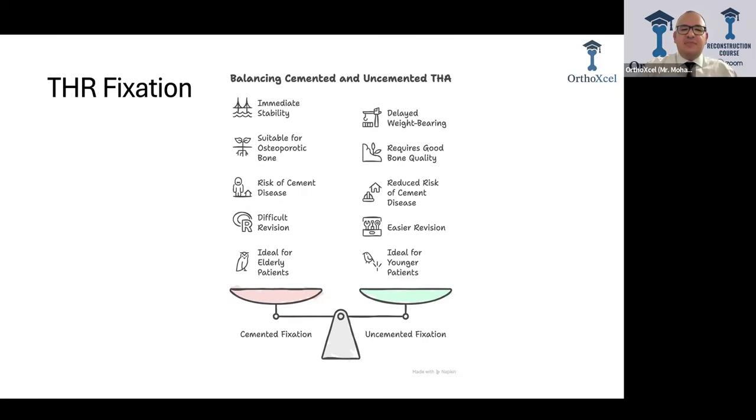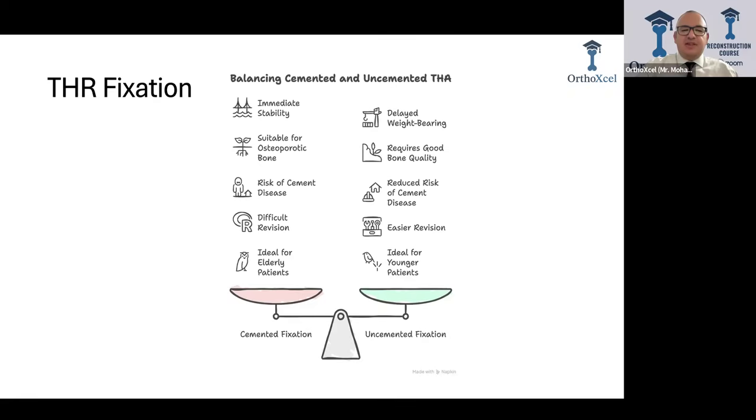So cemented fixation basically is ideal for an elder patient. So it's about the longevity. It's more of a non-biological fixation because you put a cement interface between the implant and the bone. It's a bit difficult in revision. If you go for a cemented fixation and you want to revise this implant, to get it out you need to clear the canal from the cement. So it's a bit difficult revision.